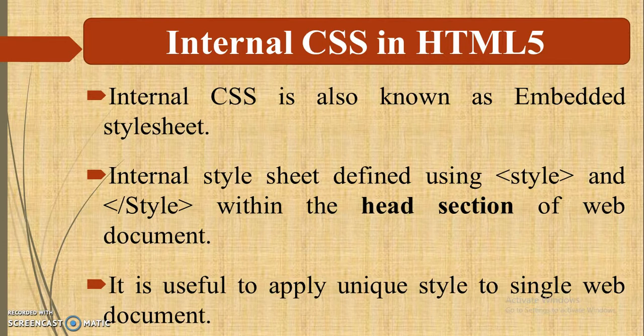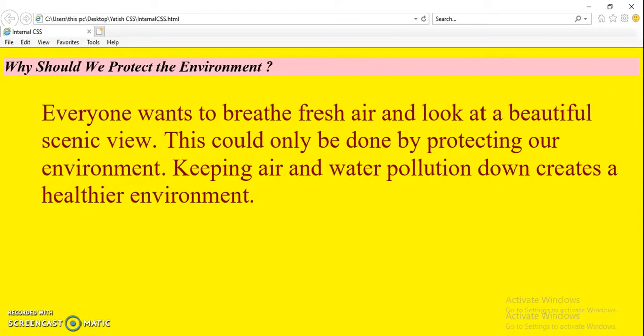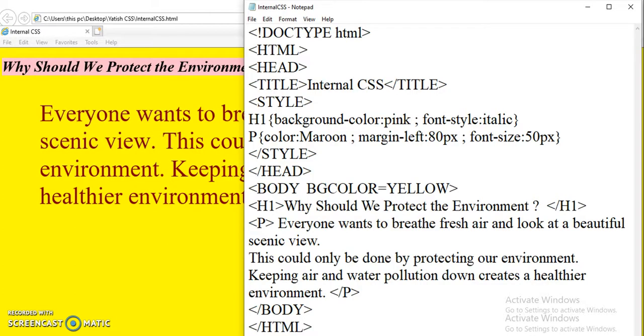Now we shall see code of internal CSS in HTML5 with an example. I will open a web page which I already created. In this web page, I use internal CSS. Open its source code. In internal CSS, style tag is always defined within the head section. So open style tag in head section after closing title tag and close the style tag before closing head tag.